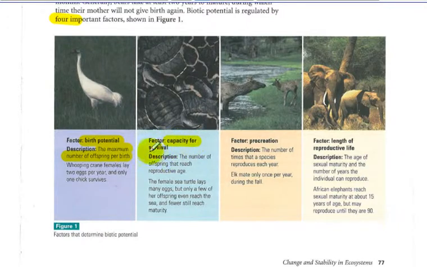Second factor, capacity for survival. How easy is it to survive? That is the number of offspring that eventually reach an age at which they can reproduce. So the female sea turtle lays many eggs, but only a few of those offspring ever reach the age of sexual maturity. Third, procreation. That represents the number of times that a species reproduces per year.